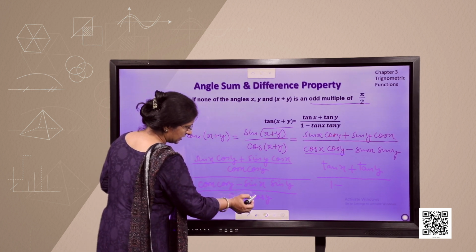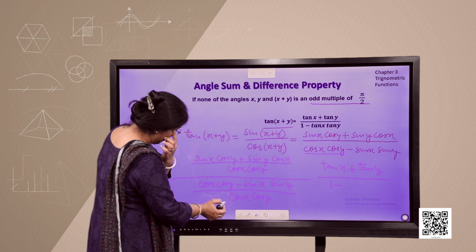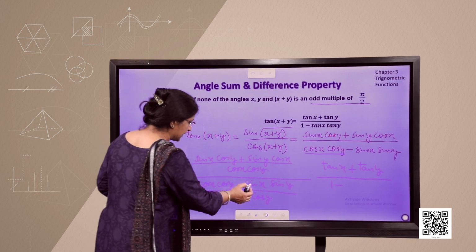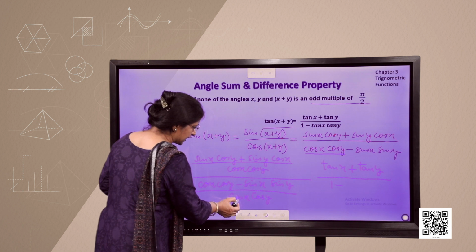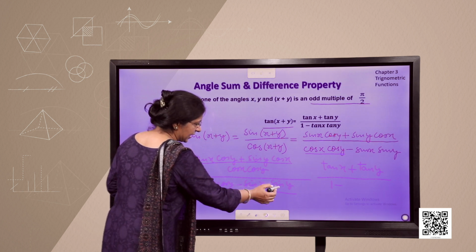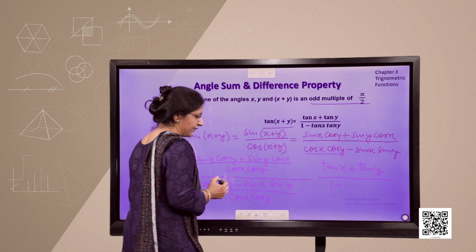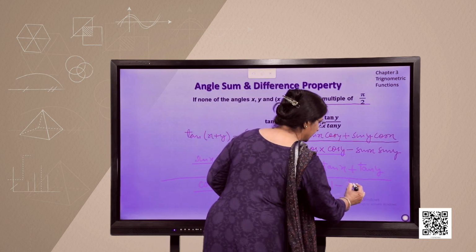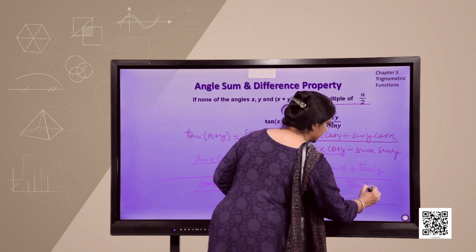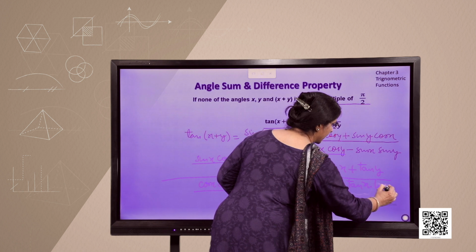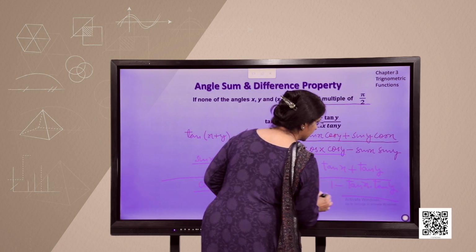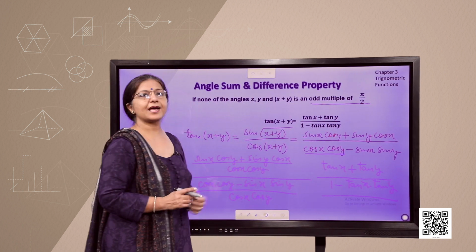Now, this term gets divided by this term. Here, which term will get cancelled? No term will get cancelled. Sin x upon cos x will give us tangent x and sin y upon cos y will give us tangent y. So, tangent x into tangent y. And this way, we prove this identity.